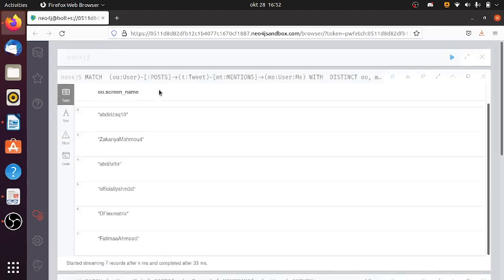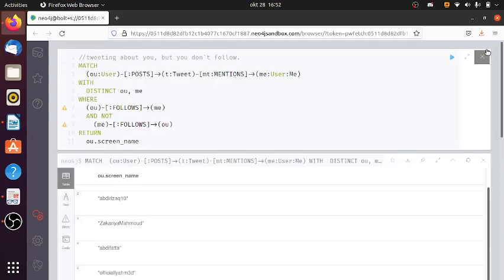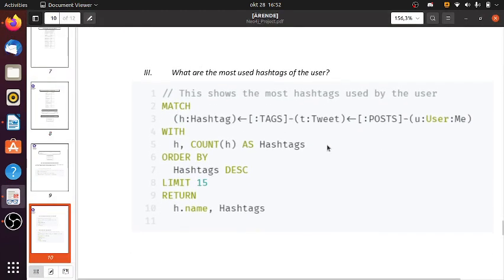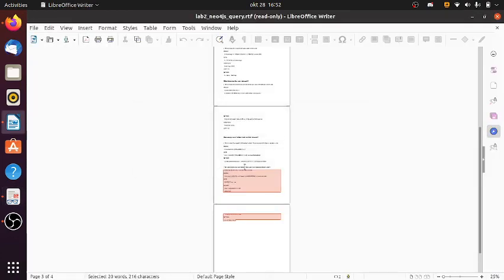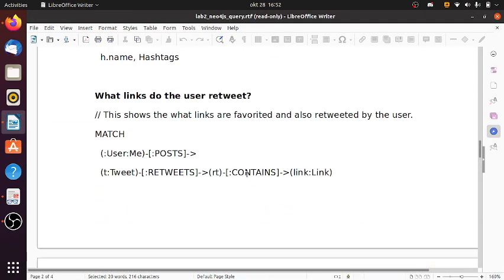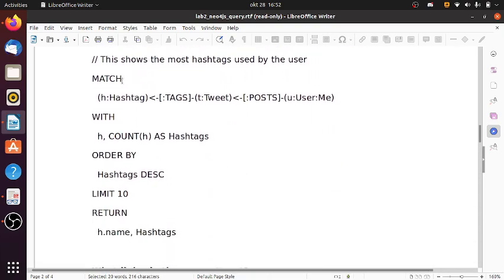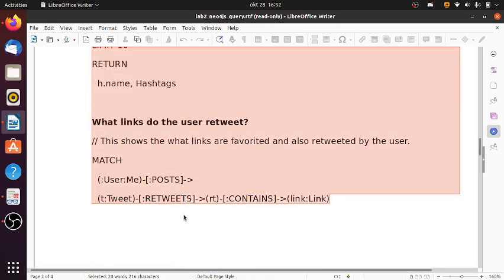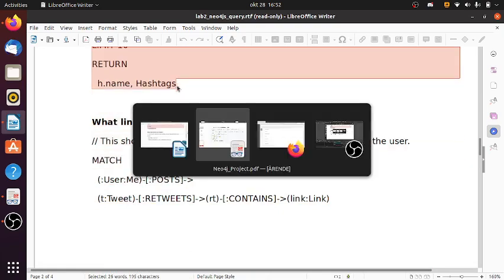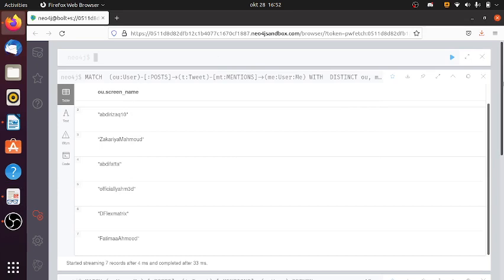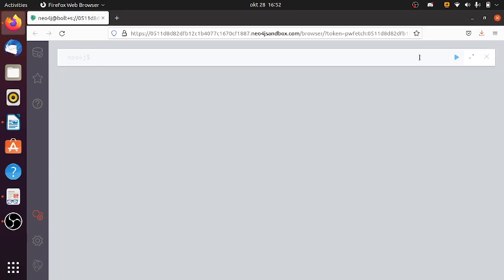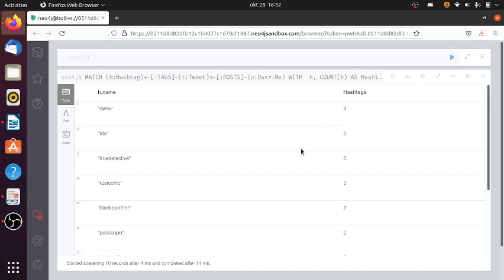To move on to the next part, to demonstrate and show that our graph database works, the question is what are the most used hashtags of the user. Then we go back to our code, and we see that there. This shows the most hashtags used by the user, and then we put it in our Neo4j and we run it. We showed this earlier as a screenshot, and it is basically the same thing. So it shows it.